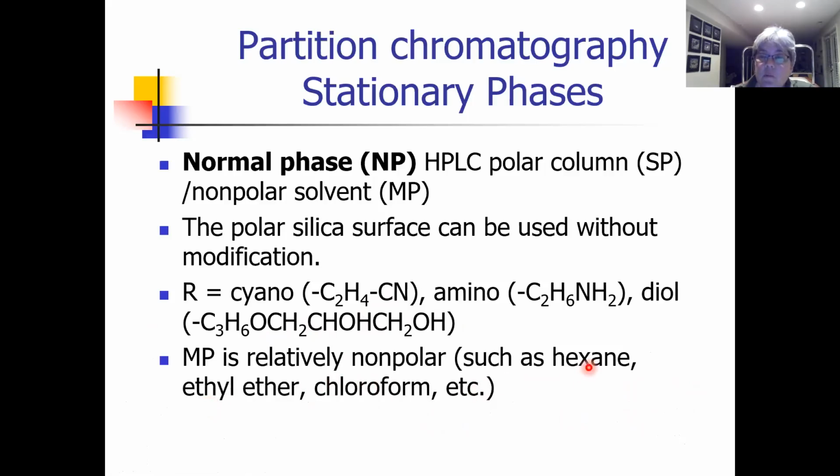So the mobile phase will be something like hexane, okay, ethyl ether. And that's the O with a CH2CH3 group and a CH2CH3. That's ethyl ether. Chloroform, CHCl3. Okay, so polar column, nonpolar mobile phase. That's what we call normal phase chromatography.